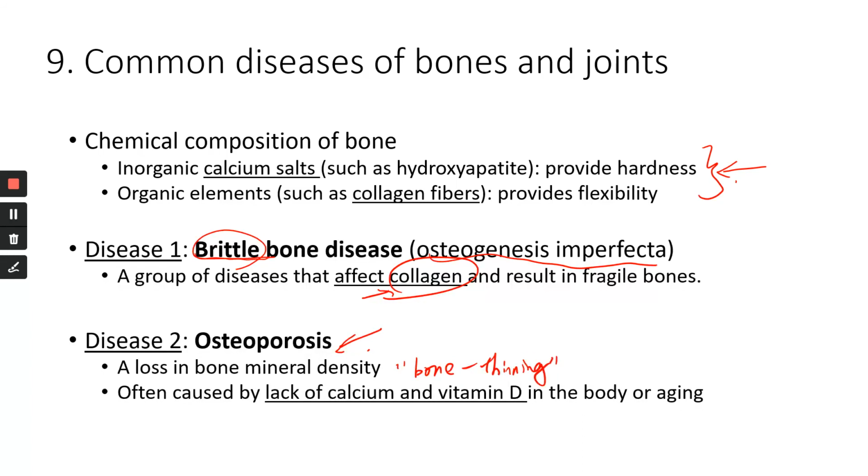This is often caused by lack of calcium and vitamin D in the body. We mentioned this, right? Without calcium, without the mineral salts, your bone just lacks the hardness. And then sometimes it's also caused by just natural aging, right? Especially for women, because you also have declining estrogen, which is kind of important for healthy bones. So with declining estrogen and with aging, a lot of older women tend to have osteoporosis.